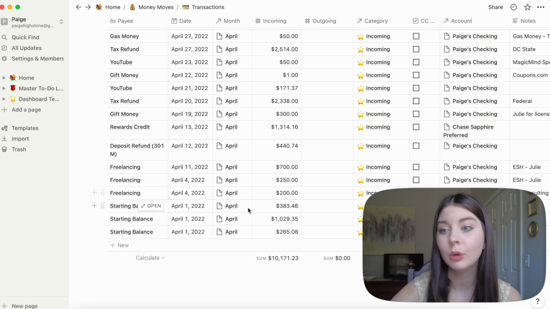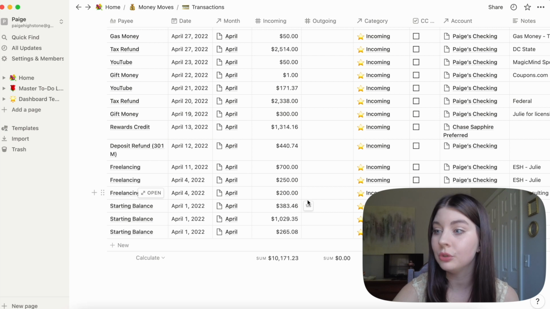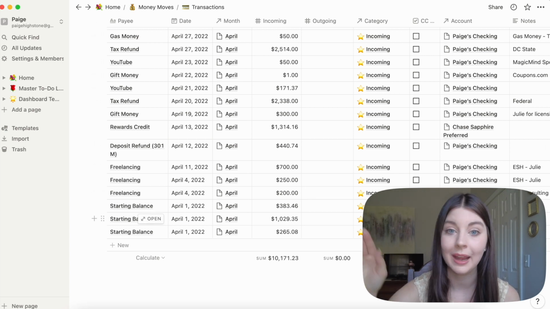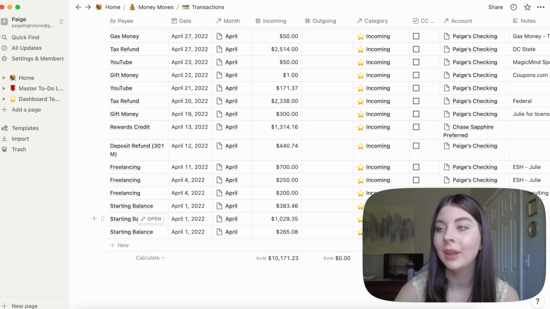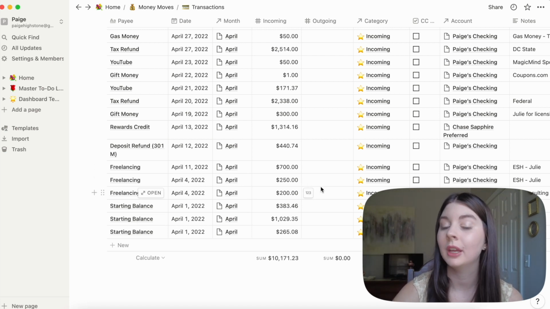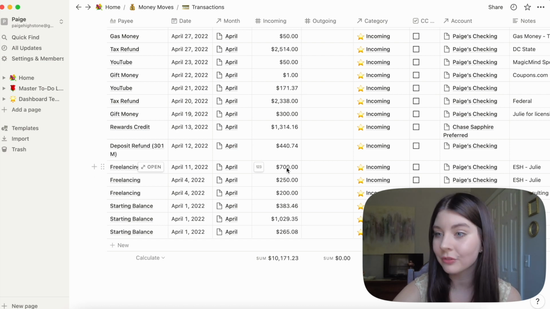We start here with freelancing of $200 for YouTube consulting. Over here on the right, you'll see I have notes for where each of these sources are coming from so that I'm able to track when tax time rolls around next year. Then we have $250 freelancing, which was for the contract I'm working on with my friend Julie, so $250 for that, then another $700 for that the week after.